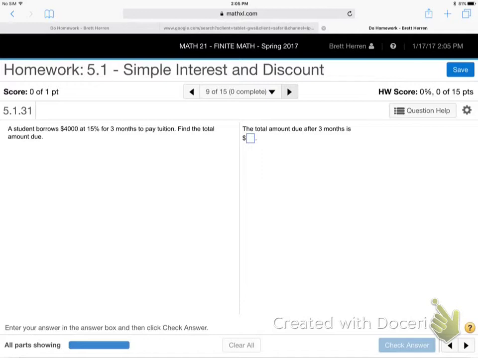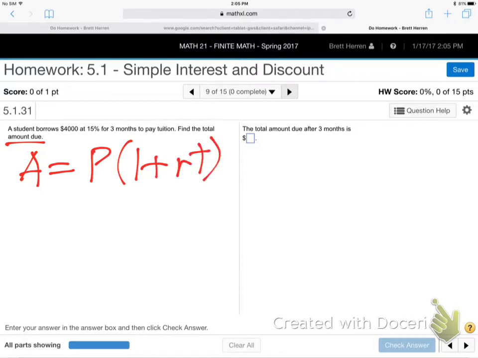Okay, so a student borrows $4,000 at 15% for 3 months to pay tuition. Find the total amount due. So first off, which formula are we using on this one? Yeah, it's amount again. They want the total amount, so we're using the A formula yet again. It seems like it's all A from here on, but I think we will come back to the other one once or twice.